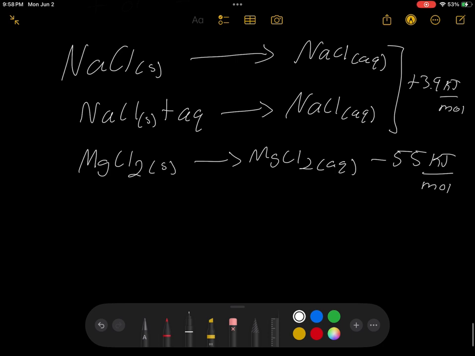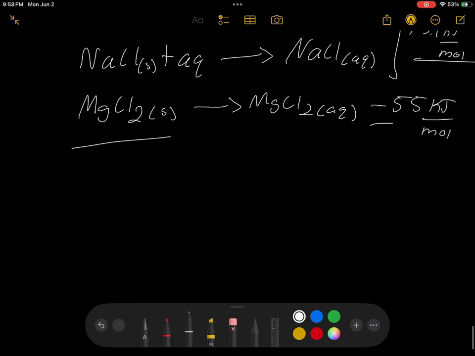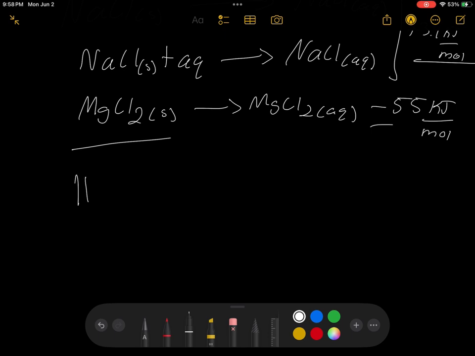So as we can see, magnesium chloride has a much more exothermic enthalpy change of solution. What does that mean? As I mentioned earlier, more negative means more exothermic, means more feasible. It's more spontaneous. So magnesium chloride dissolves more easily in water than sodium chloride, right? Because it has a more exothermic delta H of solution. So we can understand the reasoning for this by looking at ion dipole bonds.